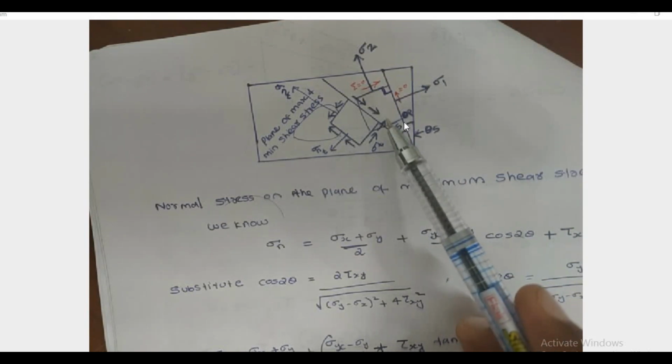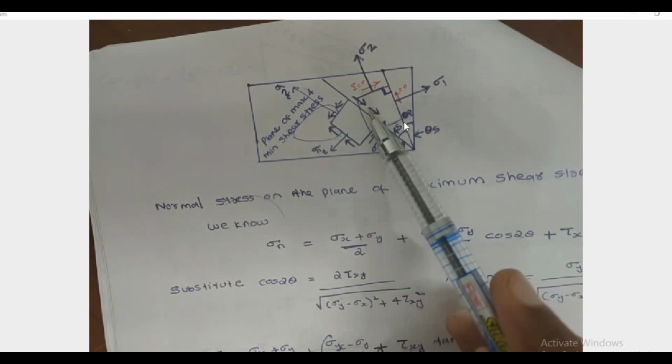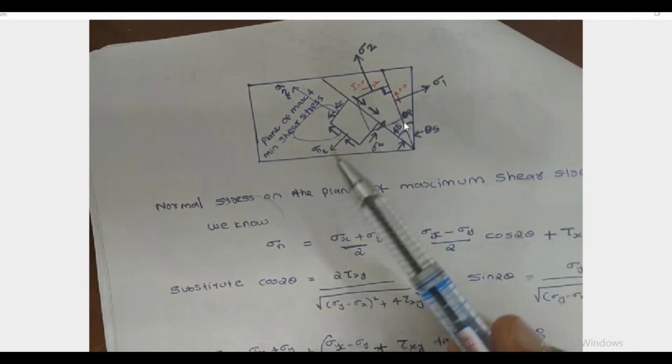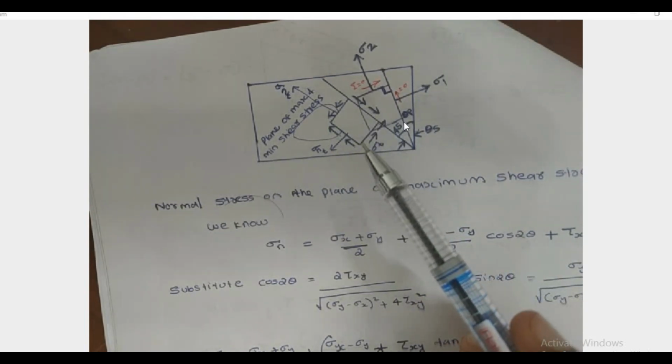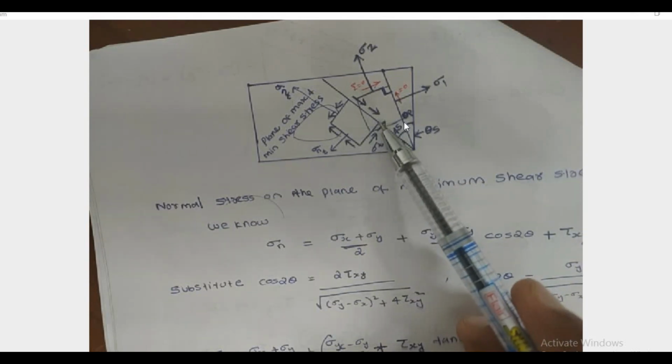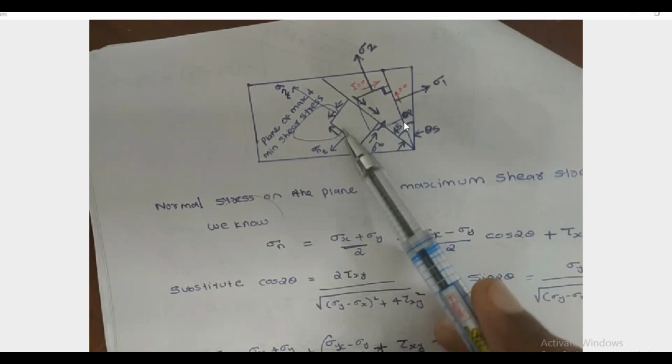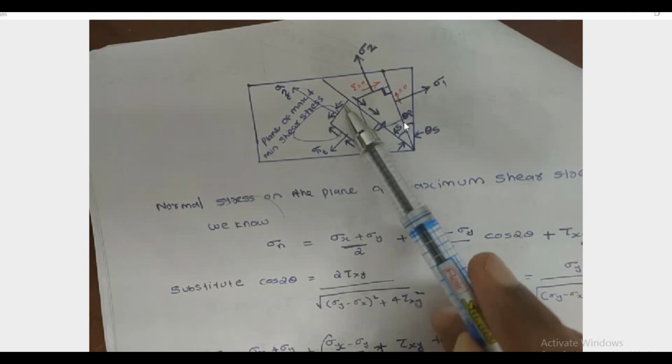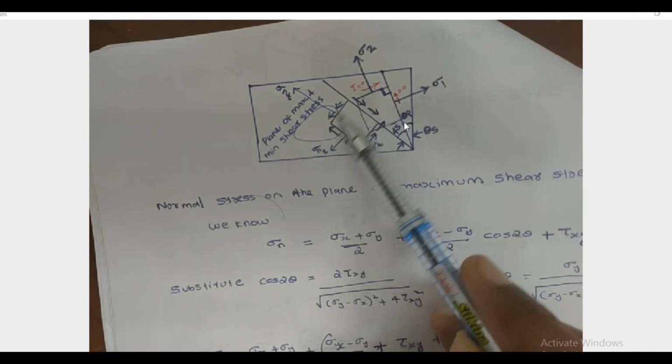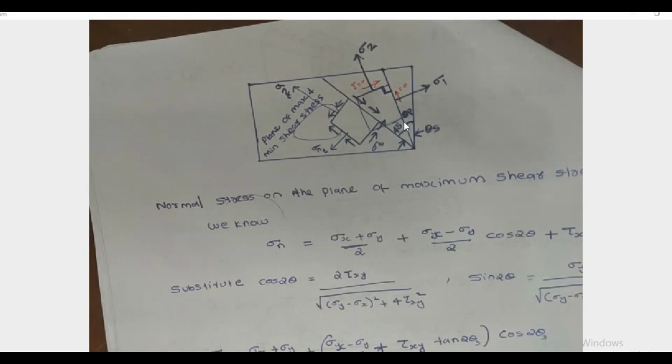And the normal stress acting on this maximum shear stress plane is sigma x plus sigma y by 2. And one more plane, this one. That is the plane of minimum shear stress, that is minus of maximum shear stress. And the plane of maximum shear stress and the plane of minimum shear stress are also 90 degrees apart. This is the transformation of stress and strain.